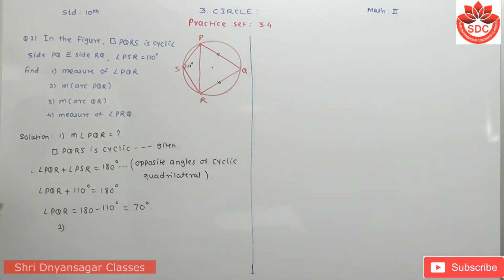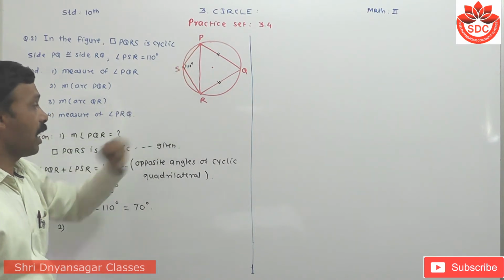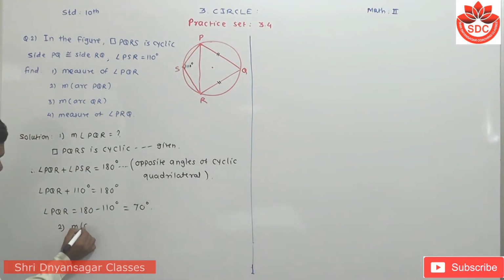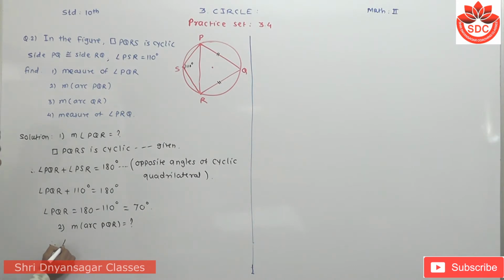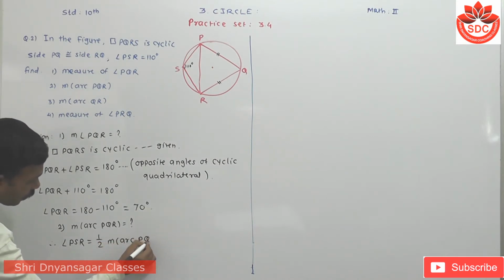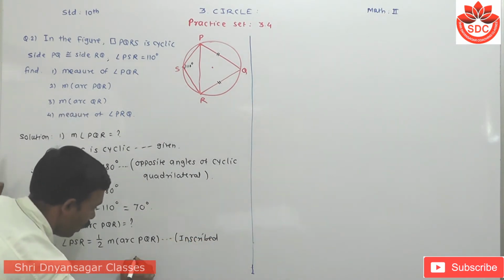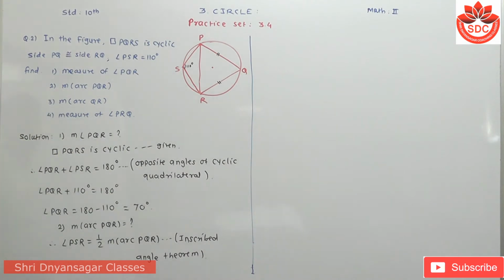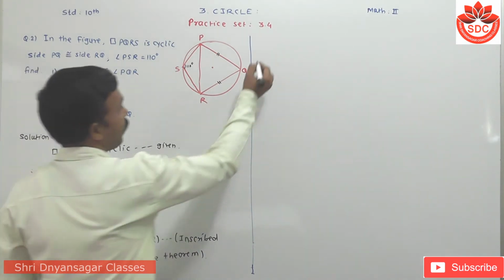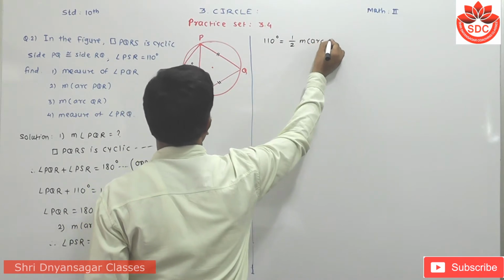We have to find arc PQR. Now when we look carefully, this arc is intercepted by this angle PSR. So here the measure of arc PQR is a question mark. Now, the theorem is that angle PSR is equal to half of the measure of arc PQR, by using the inscribed angle theorem. Substitute this value: angle PSR is given as 110 degrees, meaning 110 degrees is equal to half of the measure of arc PQR.